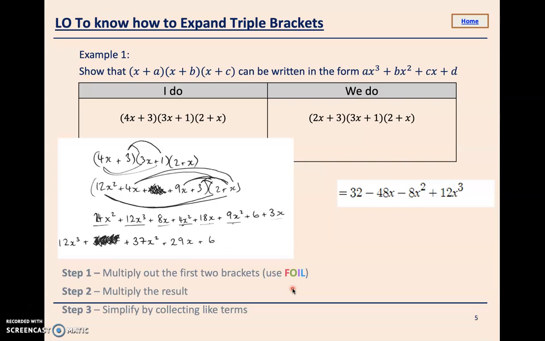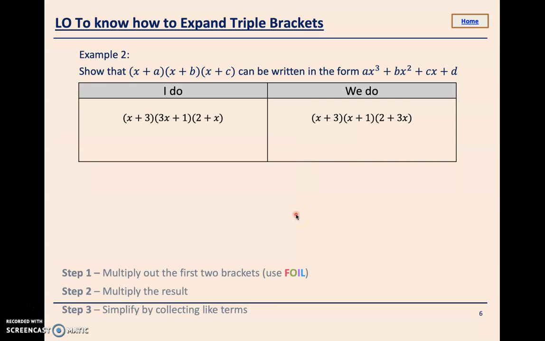So here is your answer for the we do. Again, it's been simplified and the terms have been collected. Make sure you're collecting your terms and not just leaving it as it is here. So let's have a look at another one.